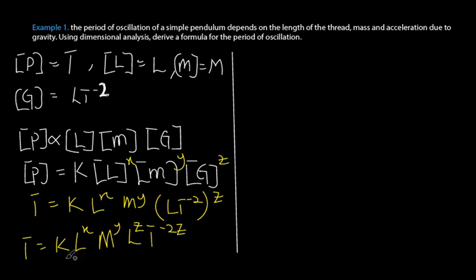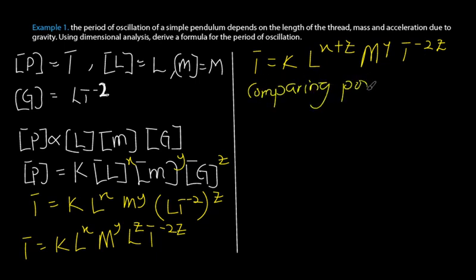Okay, so from here we can see we have L here, L here. So let's simplify that further. We have T is equal to k L^(x+z). Okay, they have the same base, so we add the exponent. So we have M^y, then T^-2z. Okay, now from here we compare powers.